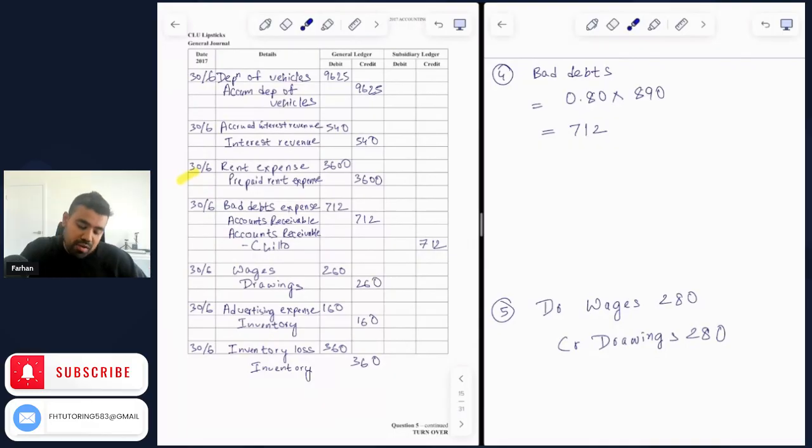So we debit bad debts expense by 712 in the general ledger. We credit just accounts receivable by 712 in the general ledger, and then we credit accounts receivable, specifically the account for Chilo that we are preparing in the subsidiary ledger. All right, so that you can see here 712 is credited.